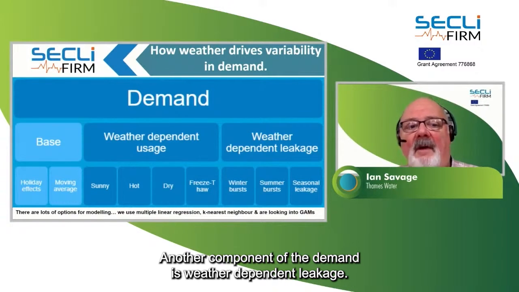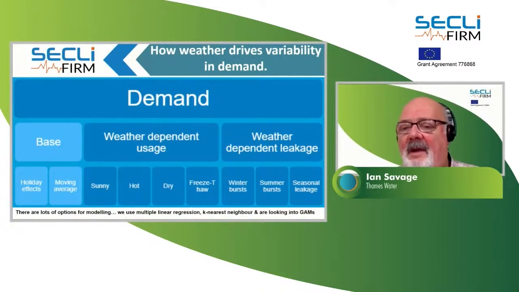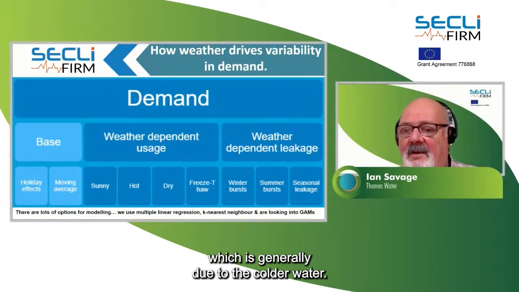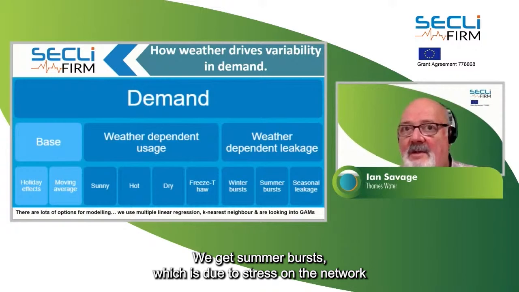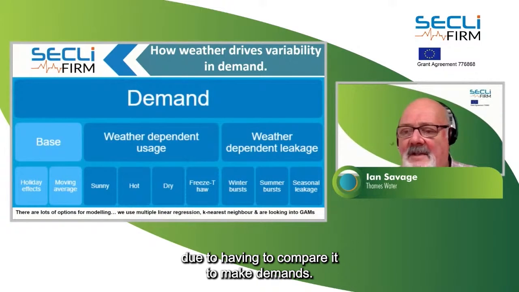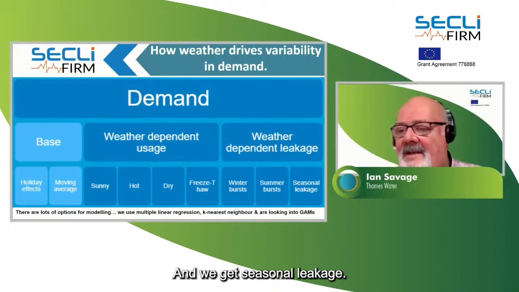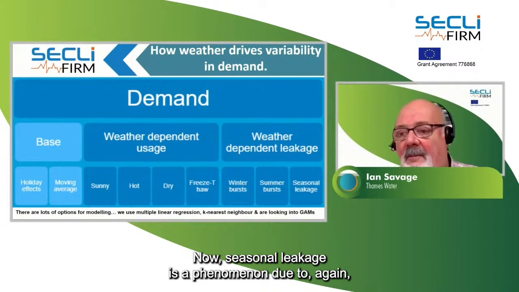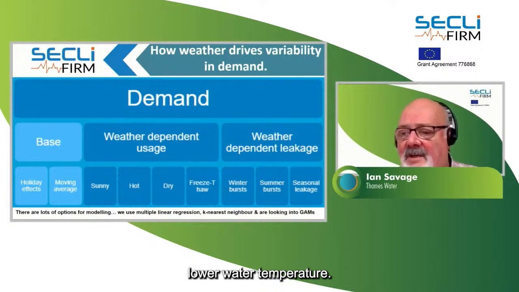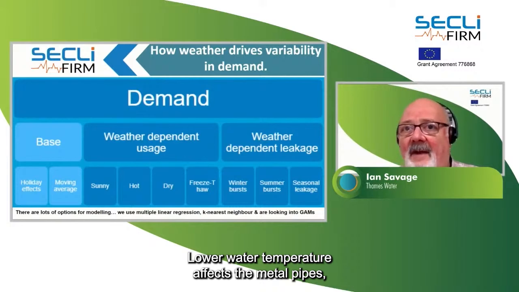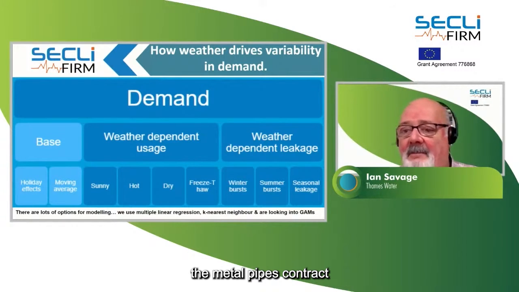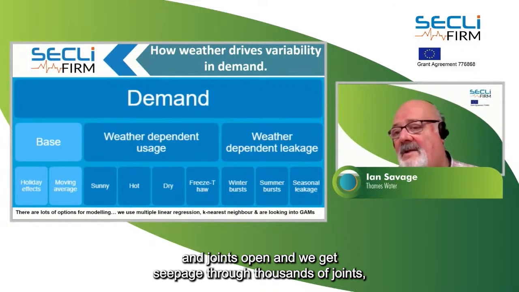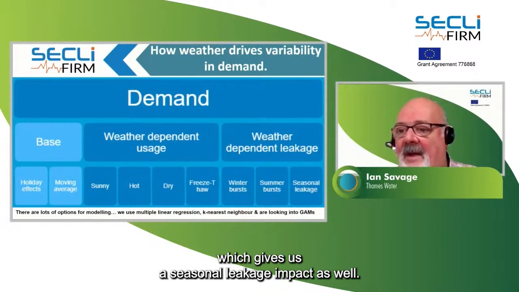Another component of the demand is weather dependent leakage. Again, we get winter bursts, which we've talked about, not to do with the freeze thaw, but just generally due to the colder water. We get summer bursts, which is due to stress on the network from having to pump harder to meet demand. And we get seasonal leakage. Seasonal leakage is a phenomenon due to lower water temperature, which affects the metal pipes. The metal pipes contract and joints open, and we get seepage through thousands of joints.